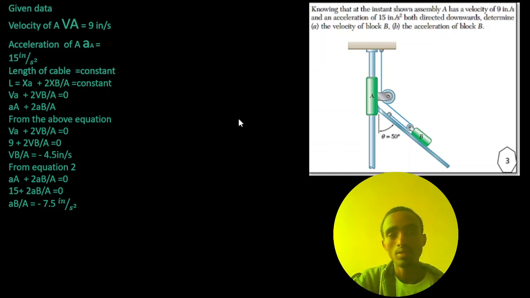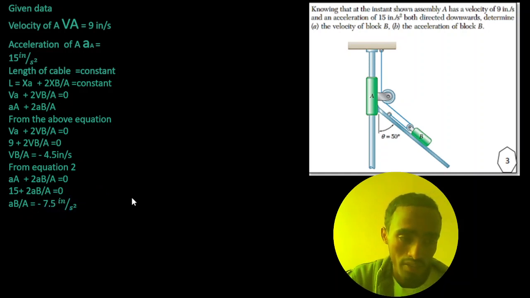2 a_B/A. As we know, we are given the acceleration and the velocity of A. We can simply substitute the values here, and we'll get the value of the acceleration of B with respect to A, or the velocity of B with respect to A. From equation 1, we get the velocity of B with respect to A, which is minus 4.5 inches per second, by simply substituting 9 inches per second in this value. So from equation 2, we get the acceleration of B with respect to A, since the acceleration of A is already given here, and we'll get minus 7.5 inches per second squared.